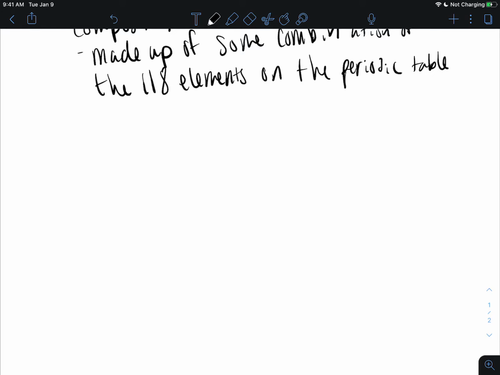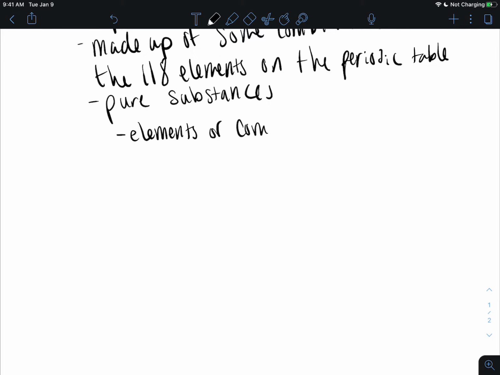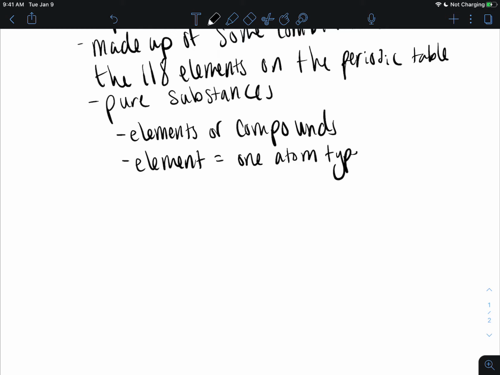And then within composition, we could also look at pure substances versus mixtures. So our pure substances are going to be elements or compounds. Where an element means that we have one atom type. So this is what we're actually looking at on the periodic table.